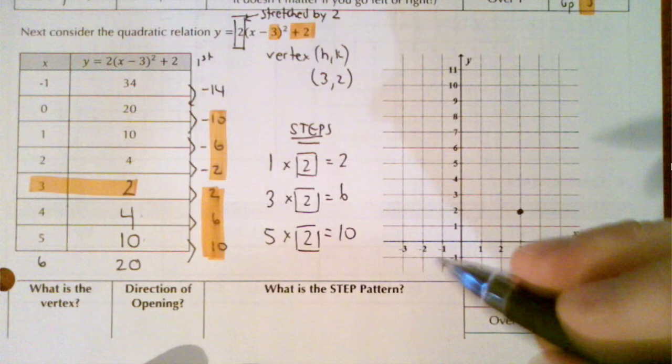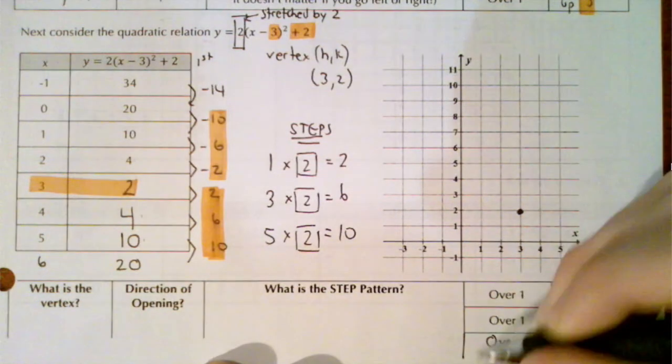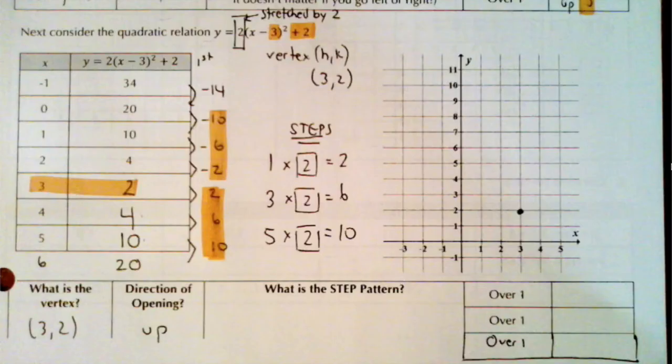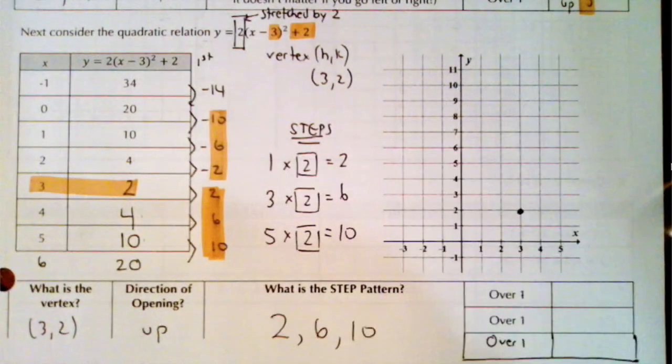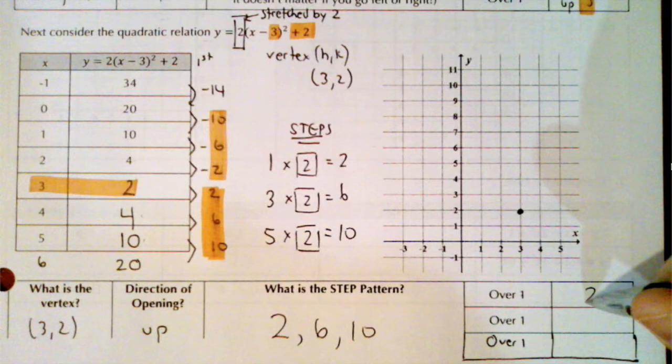My table got cut off here, so let's fill this in really quickly. Our vertex was (3, 2). Our direction of opening, well, since we're positive, positive people smile. Smile looks like a U and up. The step pattern is usually 1, 3, 5, but our step pattern is 2, 6, 10. And our directions would be over 1 up 2, over 1 up 6, over 1 up 10, and that would get us to the next points on our graph.